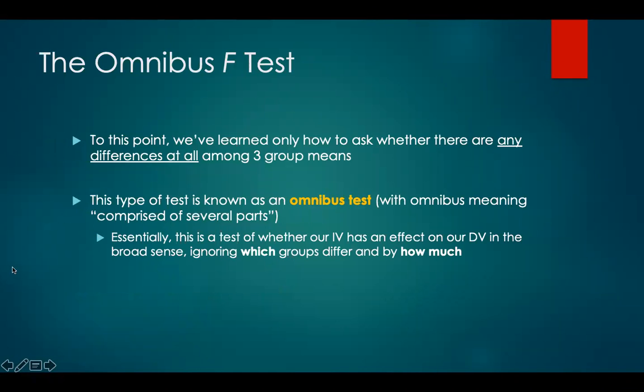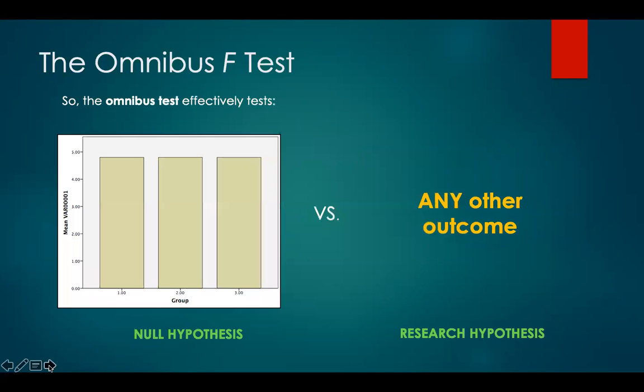Now, to this point, we only learned how to ask whether there are any differences at all among three group means. This type of test is known as an omnibus test, with omnibus meaning comprised of several parts. Essentially, this is a test of whether our IV has an effect on our DV in the broad sense, ignoring which groups differ and by how much. So the omnibus test effectively tests this null hypothesis that all three group means are equivalent versus any other outcome.